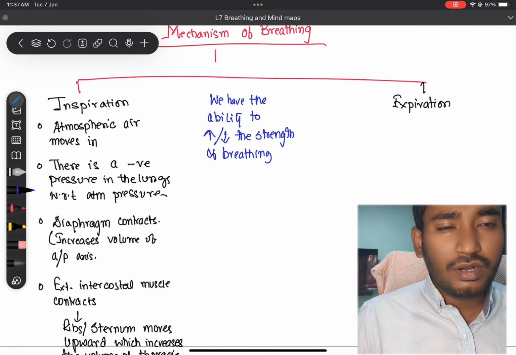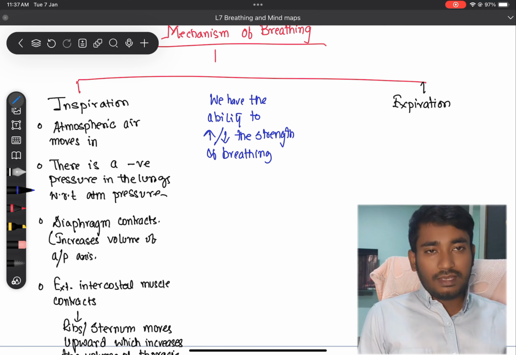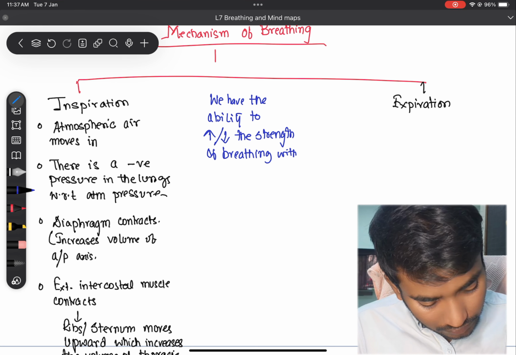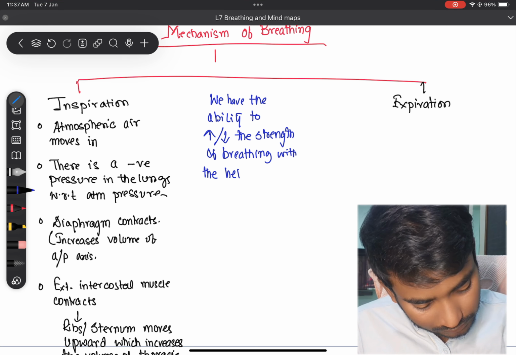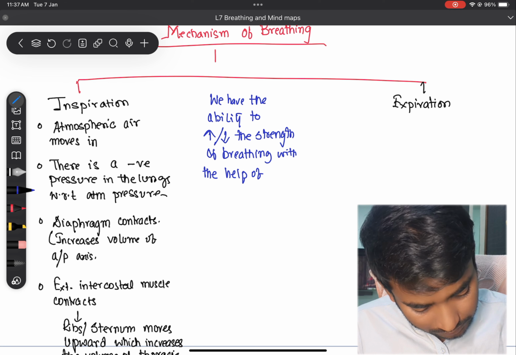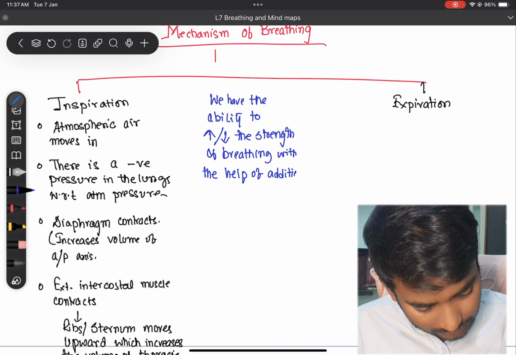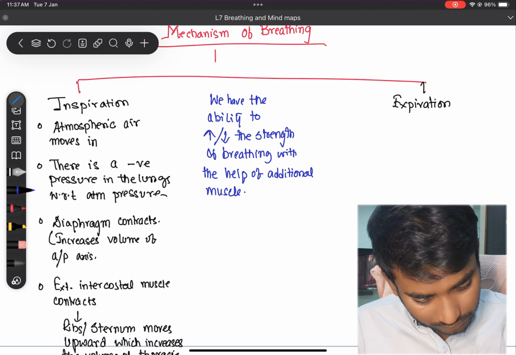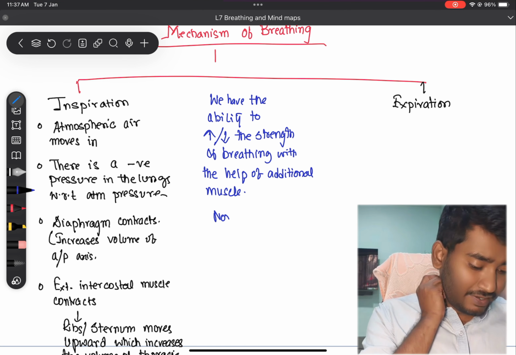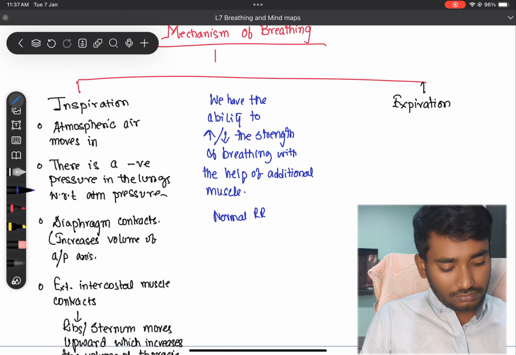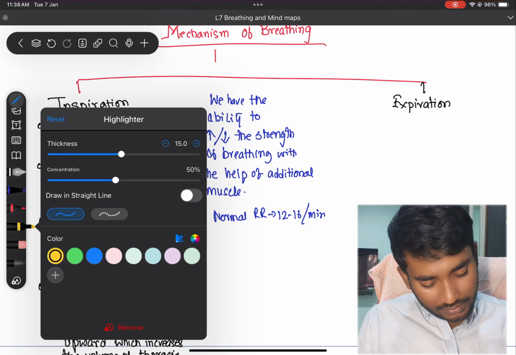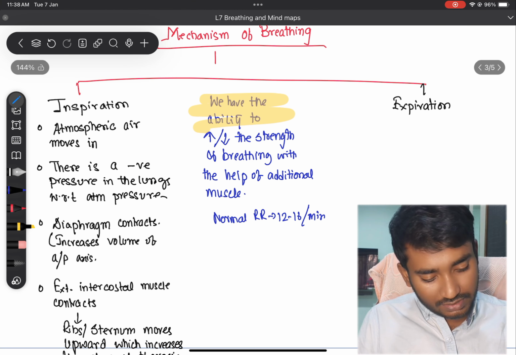A healthy man breathes about 12 to 16 times per minute. The normal respiratory rate, normal RR, is 12 to 16 per minute. This is very important, just remember it.